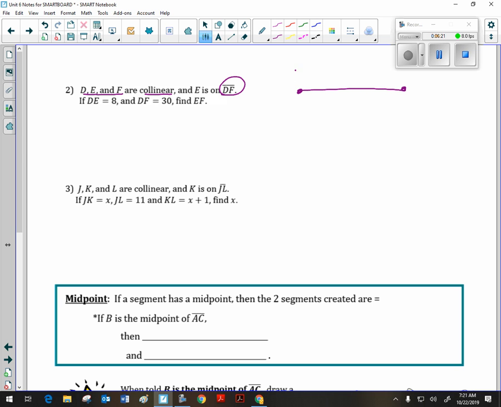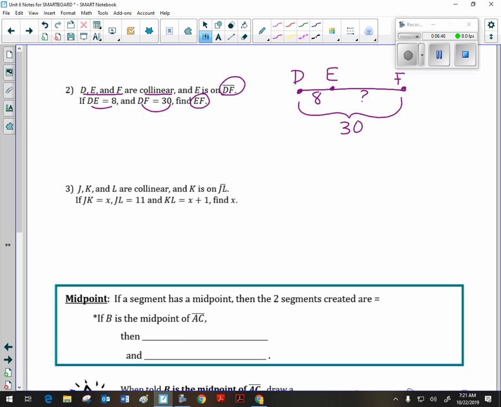And if they are not telling me that it's the midpoint, I do not want to put it in the center. I want to put it off center. So there's my picture. They tell me DE is 8. They tell me DF is 30. Be careful when you mark this. DF is the whole entire thing. And they're asking me to find the EF part. So this is the part that they want me to find.